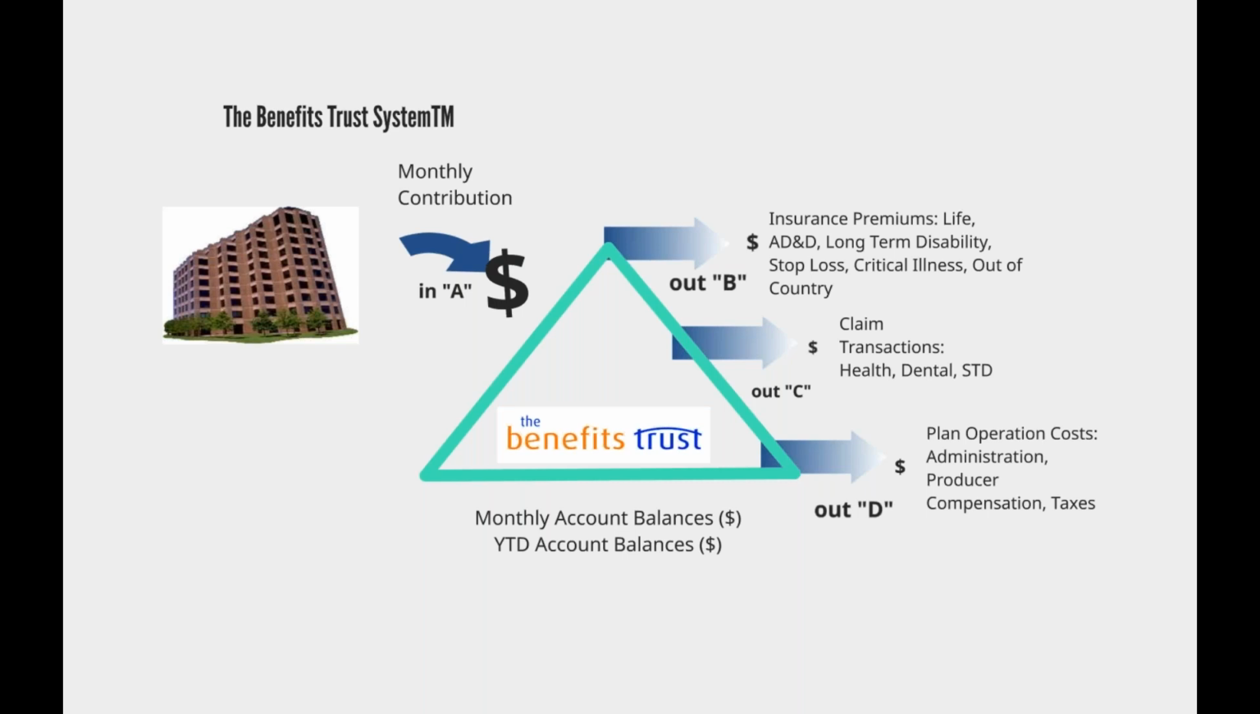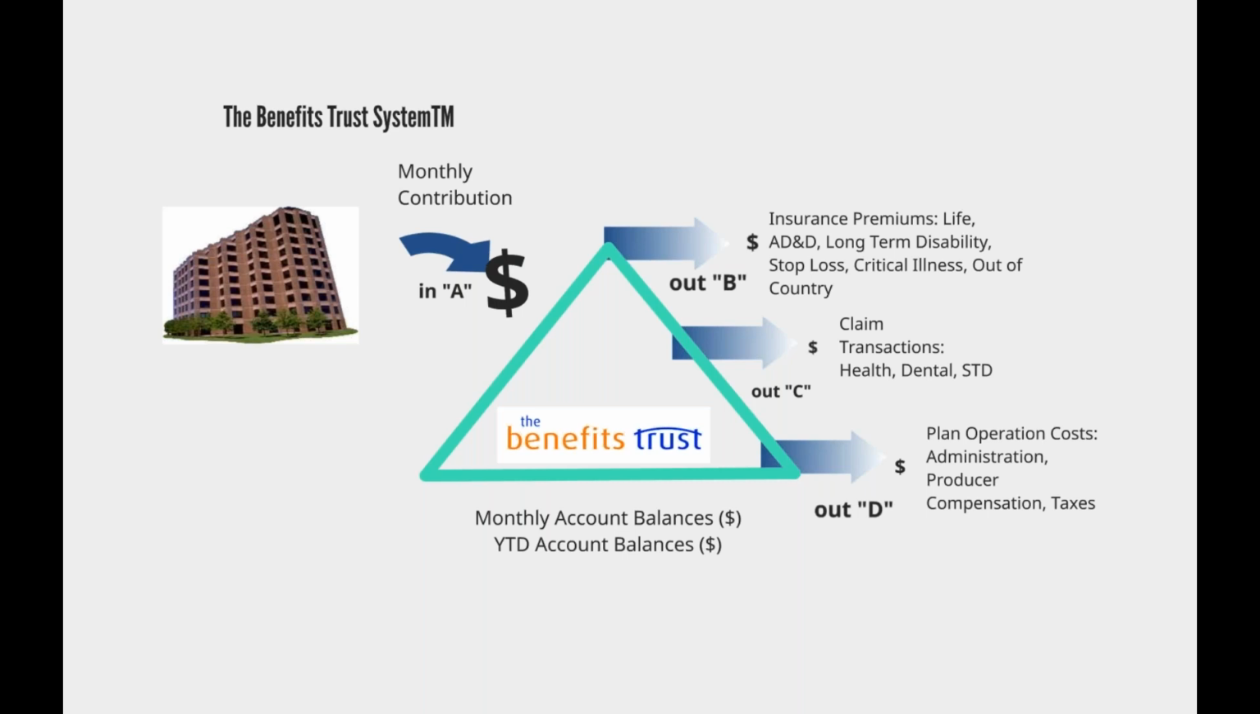So that's the amount of money coming in to the benefits trust. Then we take that information and some of that money and we send it out to the insurance company for insurance premiums, for the life insurance, the long-term disability, the AD&D, the stop-loss, critical illness, out-of-country emergency travel coverages, etc.